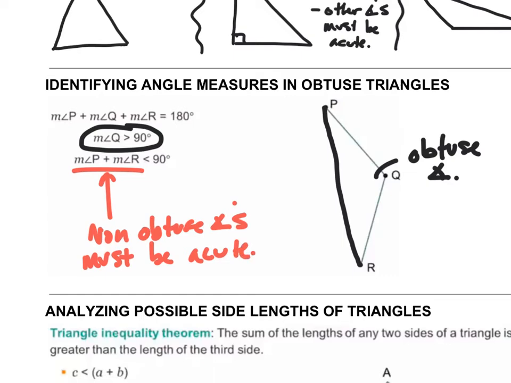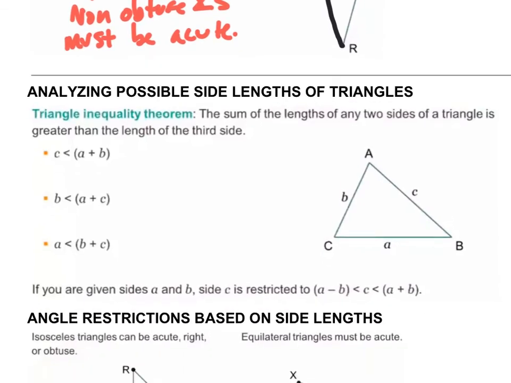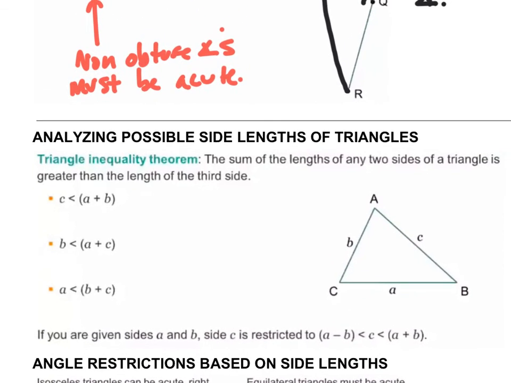All right, so let's take a look at this next part where it says analyzing possible side lengths of triangles. The triangle inequality theorem states that the sum of the lengths of any two sides of a triangle is greater than the length of the third side. So if I were to talk about length C, length C must be smaller than the sum of A and B. Similarly with side B, if I were to add C and A together, it would be larger than B. If I was talking about side length A, I know that if I were to add B and C together, they'd be larger than A.